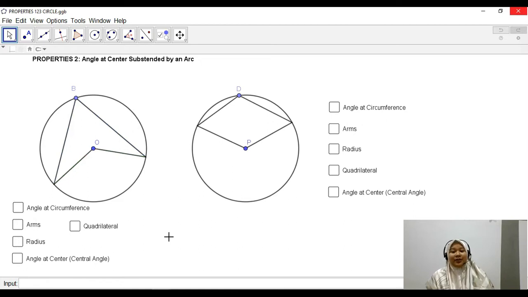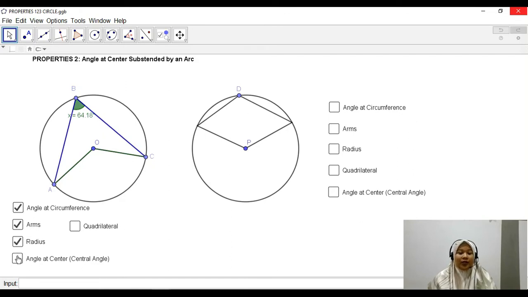The second property is about the relationship between the angle at the circumference and the angle at the center. Now let's look at the diagram on the left first. Here we have the angle at the circumference at point B, and the value is x equals 64.18. Let's look at the arms. The arms are connected to point A and point C. And we also have radii that are connected from center O to points A and C.